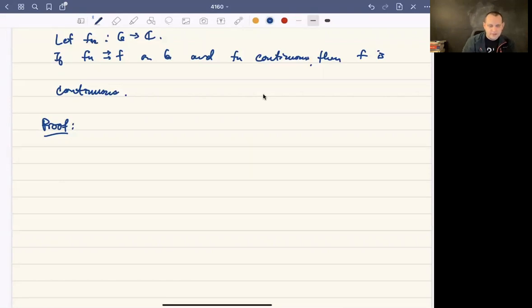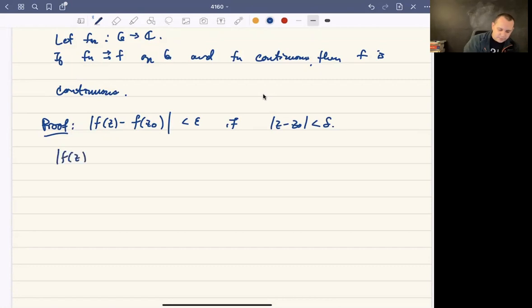What I want to do before I actually go through the proof is explain the idea. And the idea is that we want to bound |f(z) - f(z0)| if |z - z0| is less than some delta. Okay, that's what we want to show. And notice that f(z) - f(z0) is going to be equal to, what I'm going to do is add and subtract a few terms that'll help us.